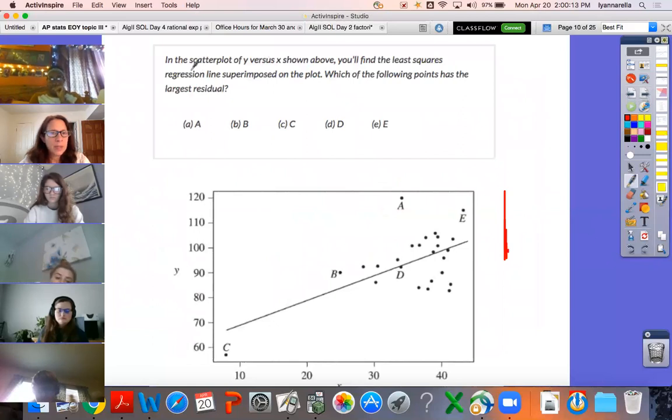Okay, so this one says, in the scatter plot of y versus x, you'll find the least squares regression line superimposed on the plot. So there's the LSRL. And they're saying, which of the following points do you think has the largest residual? Point A, B, C, D, or E? You guys can either talk to me.